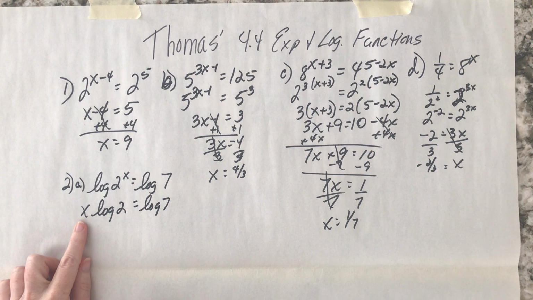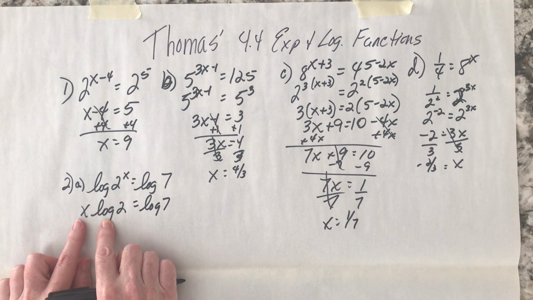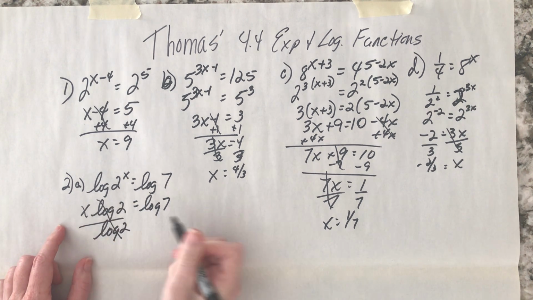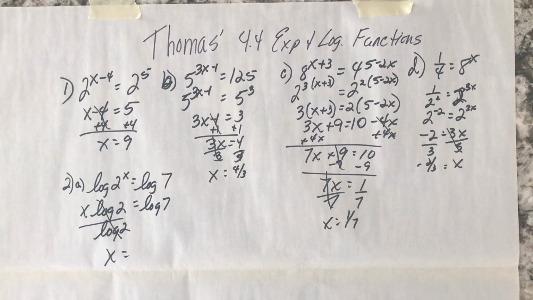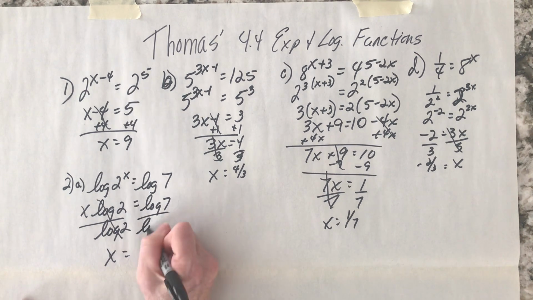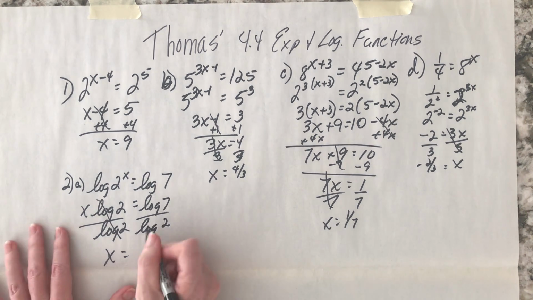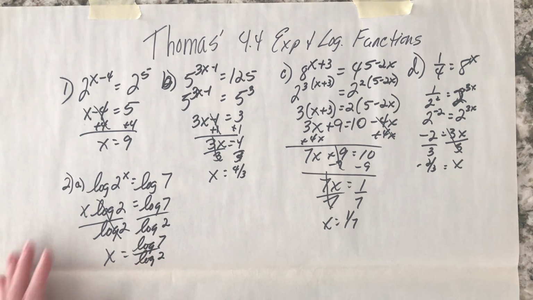We're still trying to get x by itself. This says times the log of 2. In order to get x by itself, this is multiplied. You want to divide by the common log of 2. And now if we've done it to one side, we have to do it to both sides. So we're going to divide by the common log of 2 on both sides. So we're going to get x equals the common log of 7 over the common log of 2.